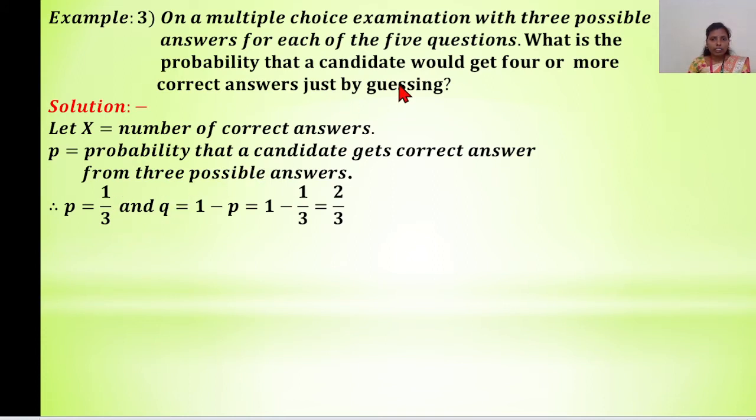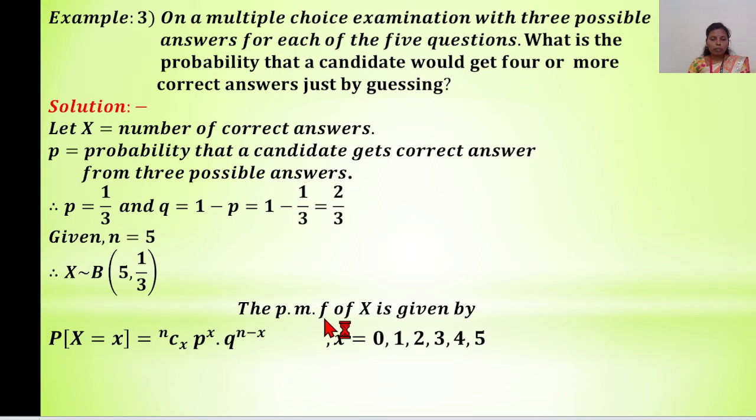Here we are given there are 5 questions and 3 possible answers for each question. Then the probability of a correct answer is 1 by 3, and q is equal to 1 minus p. Putting the value of p, the value of q is 1 minus 1 by 3, that is equal to 2 upon 3. Given n is equal to 5, the total number of questions is 5. Therefore, x follows a binomial distribution with parameters n equal to 5 and p equal to 1 by 3.